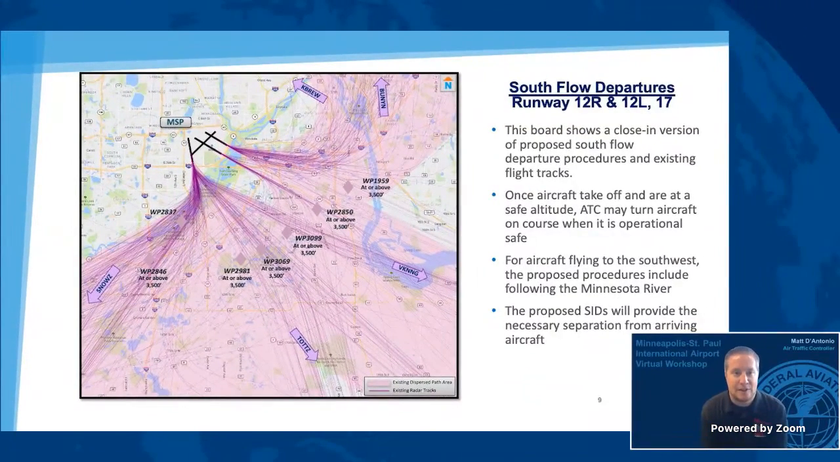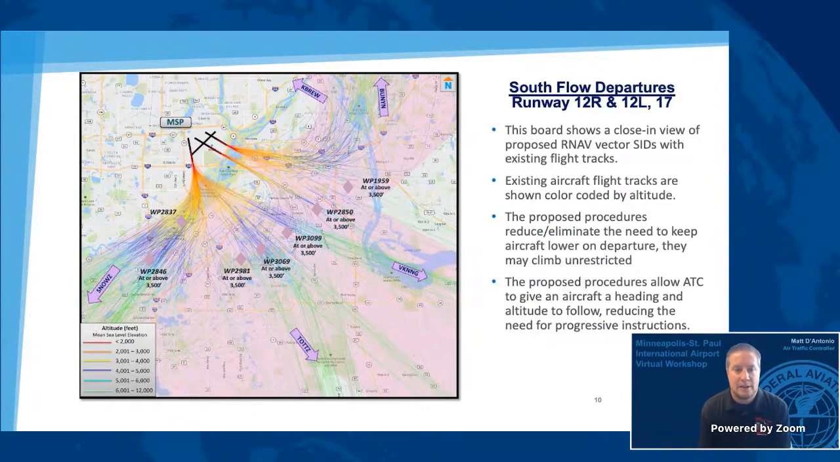For aircraft flying to the southwest, the proposed procedures include following the Minnesota River for noise abatement procedures. Again, with our new proposed procedures, the aircraft will be flying a very specific route over the river while continuing to climb, which will then decrease the effect of noise over populated areas.